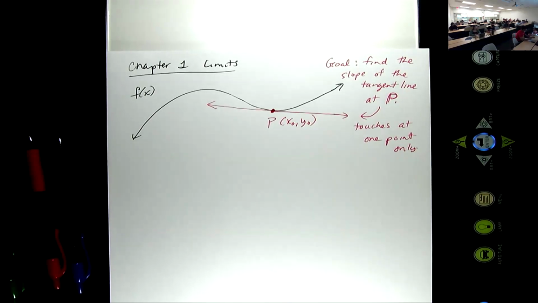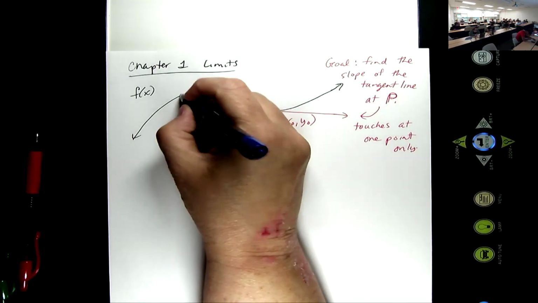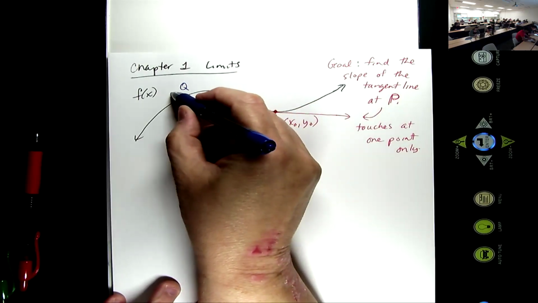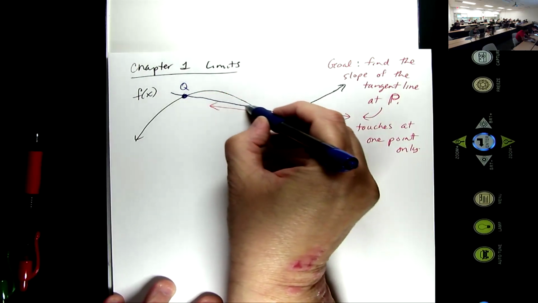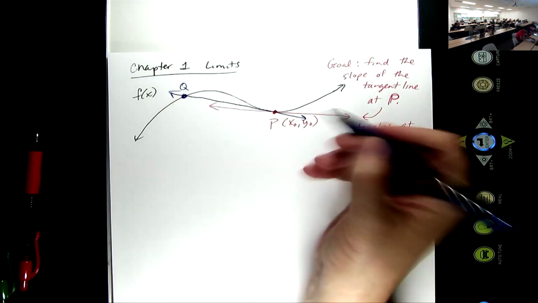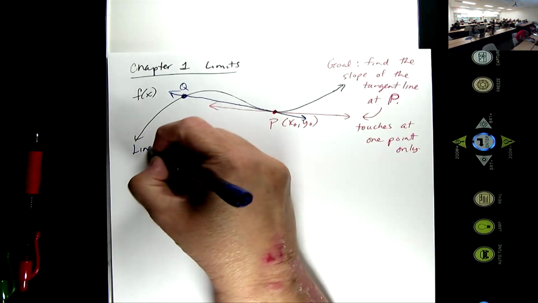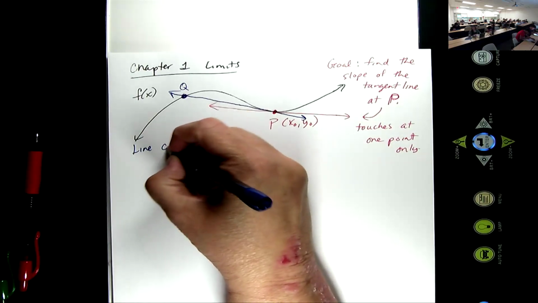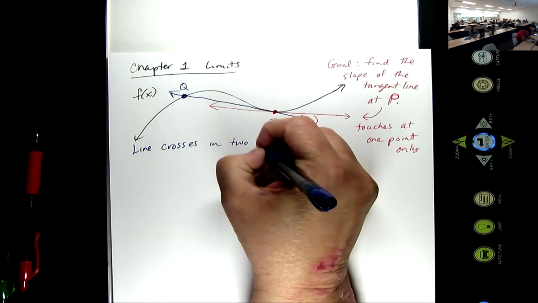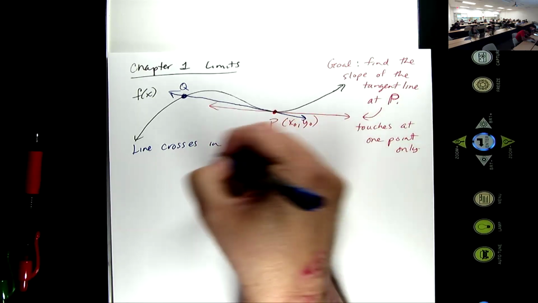So we don't really have a way of doing that yet. What we're gonna do is start by making another point over here, Q. And we'll connect these two points. And when a line touches the graph, or when the line crosses in two spots, it's called a secant line.